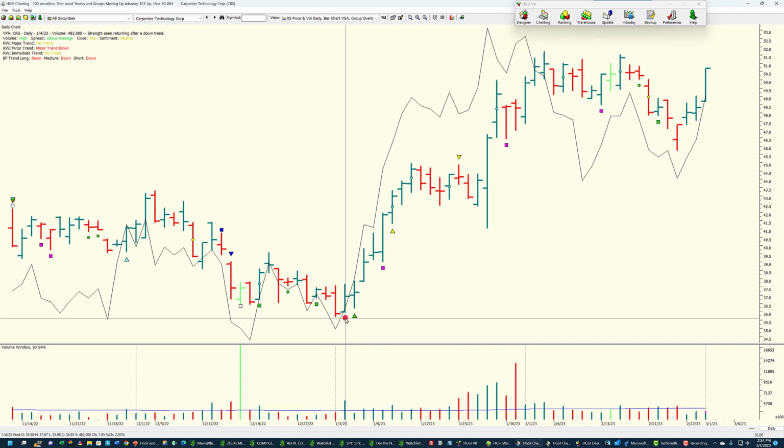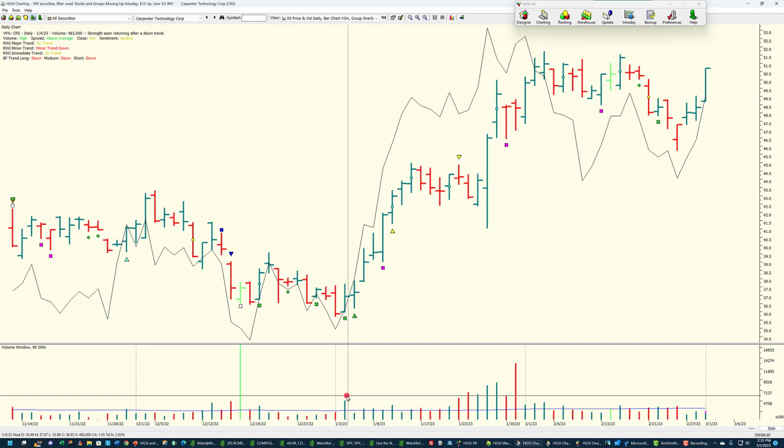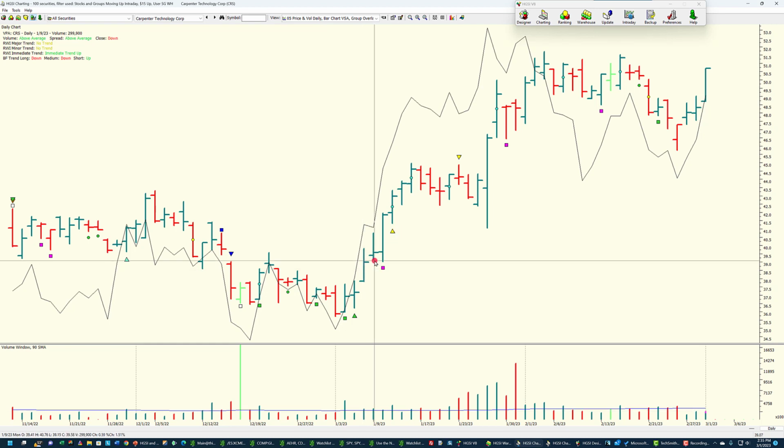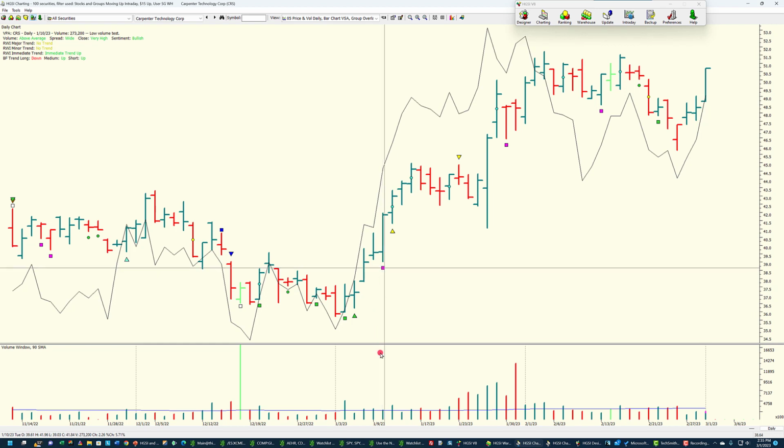Now let's go back here and look at this. In this run here, this was strength seen returning after a downtrend confirmed. You can see here's the effort and here's the result. Now, here's the effort. Not that much effort, but the result was still positive. And then here, there's more effort coming in. Here's the result. Effort closed higher than the prior one. That's why it's green, but there was some selling here. But then there was a test, a low volume test, lower volume here. Tested it and closed near the high, and it took off, kept going.